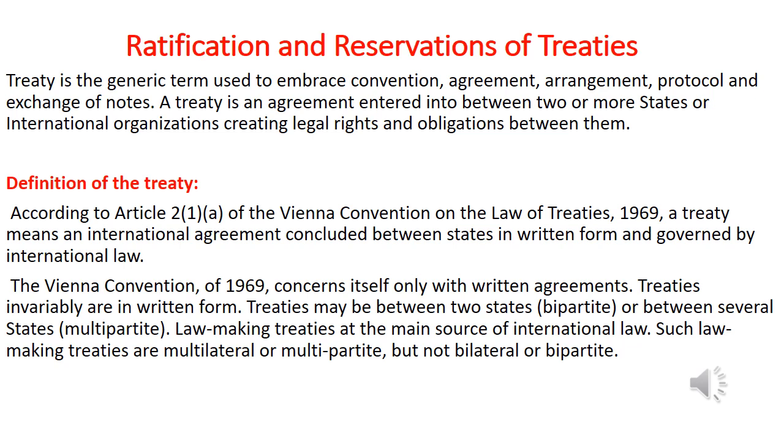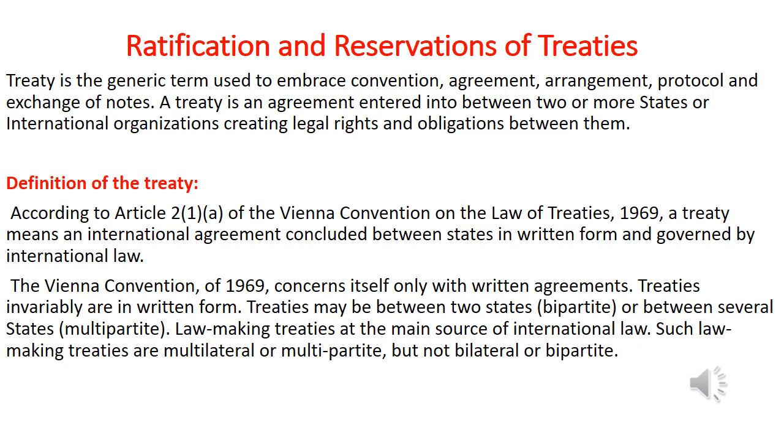Today, in the series of Public International Law, let us learn about the ratification and reservations of treaties. Earlier, we have learned about the definition of treaty and how treaties are useful in public international law. Ratification and reservation of treaties.